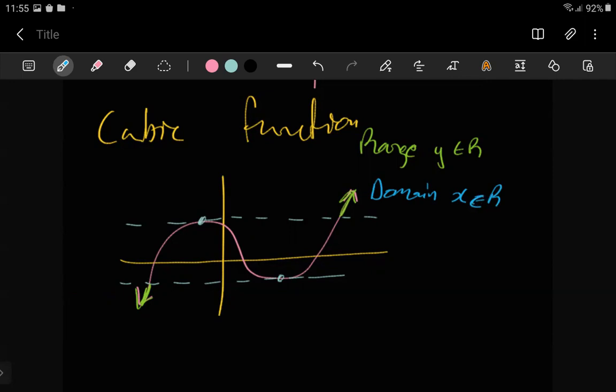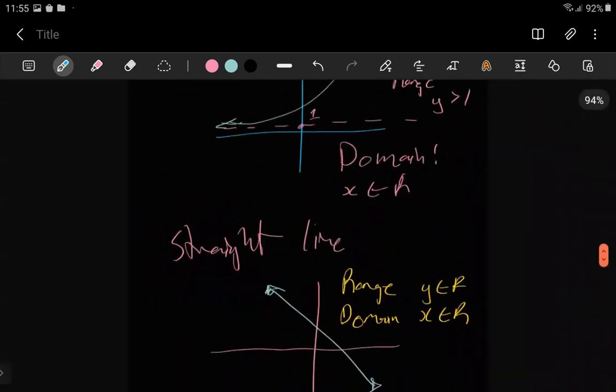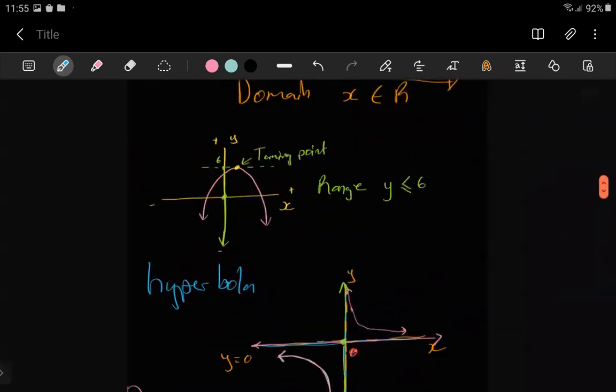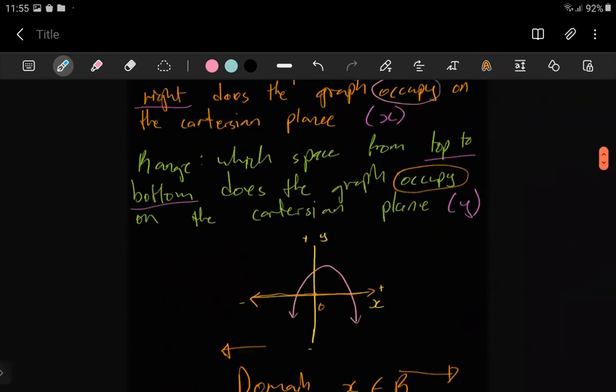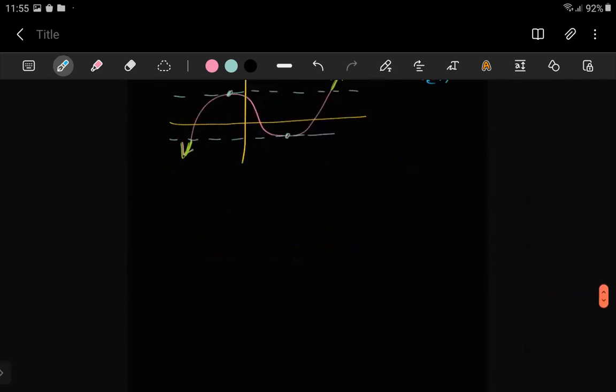That's for a cubic function. With a cubic function, the domain and range will always be all real numbers: range, y is an element of R, and domain, x is an element of R. So that's the idea behind domain and range for all these kinds of graphs. It's all about which space it occupies on the Cartesian plane.